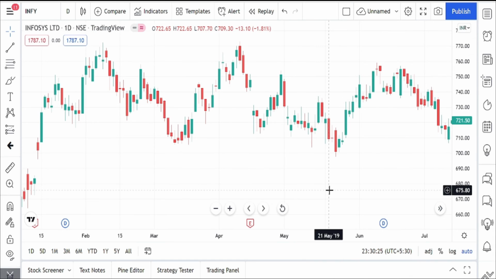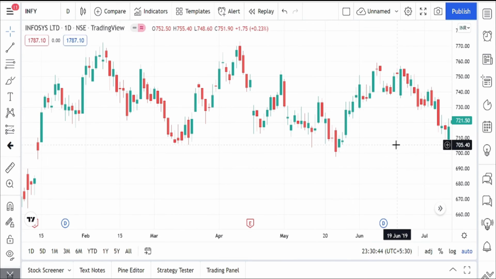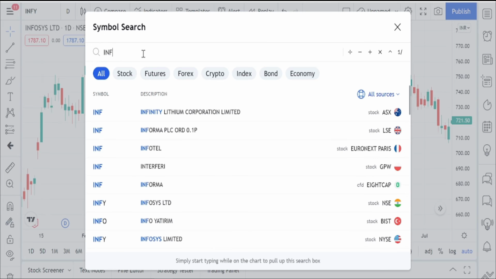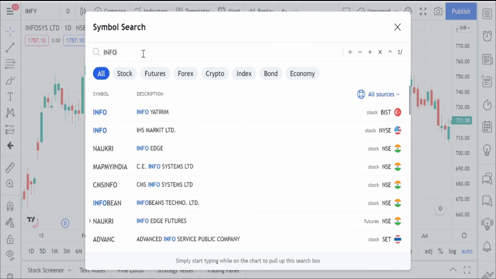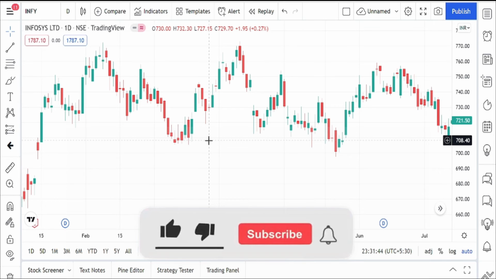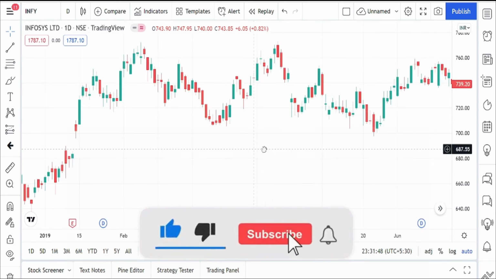Alright friends, now let us try to analyze a hammer, hanging man, and a shooting star on the chart. I have taken the Infosys chart here. Let me show you how to apply it. When you click here, you can select whichever stock we need. So this is Infosys. Once we apply it, it will appear on the chart. Now friends, let us try to figure out the hanging man, hammer, or shooting star candles on the chart.